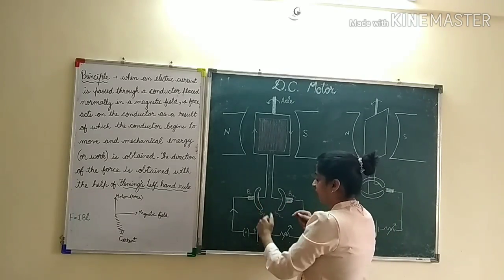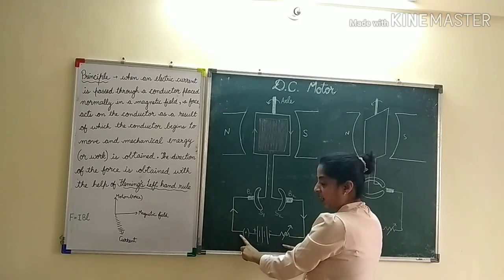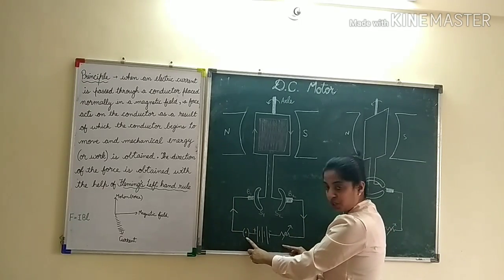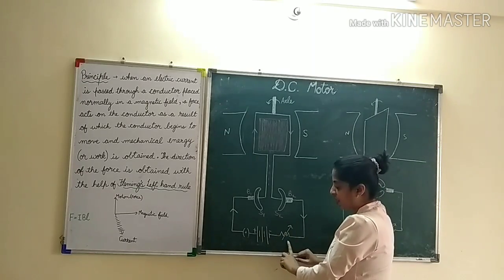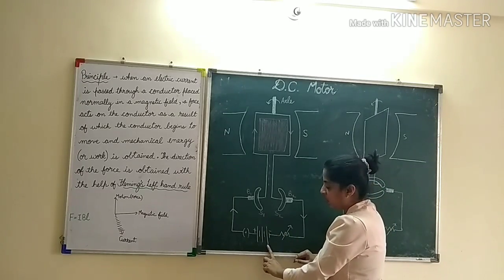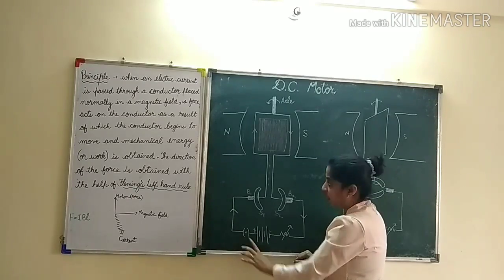They are just touching it, and then through the wires they are connected to a switch, a battery and a rheostat. Rheostat helps to change the current. This provides the current voltage that we need, and this completes the circuit.